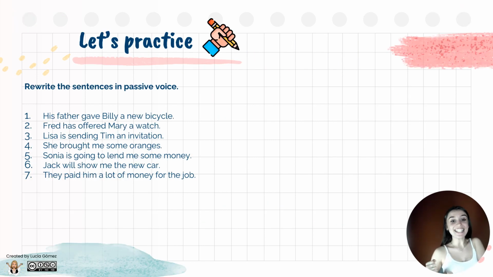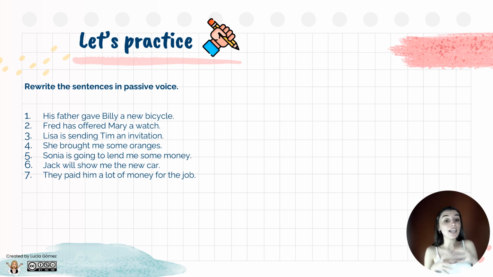Let's practice. As I always say, practice makes perfect, and this is the best thing we can do. So, well, in this exercise, you're going to find different sentences, like 7 different sentences, that you need to rewrite in its passive form.